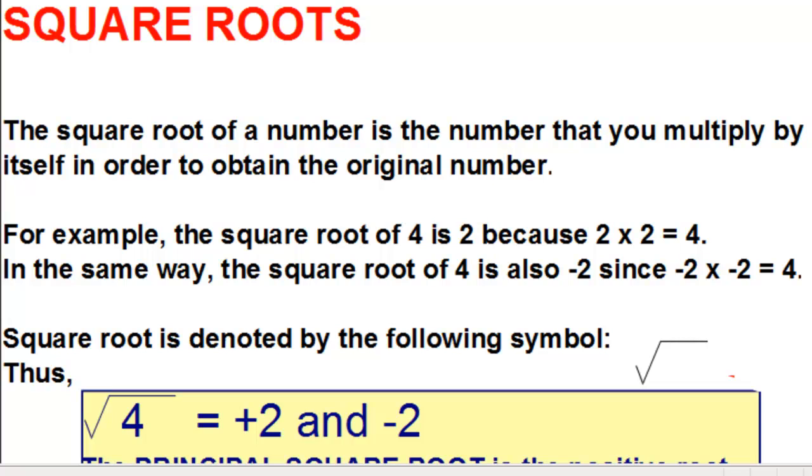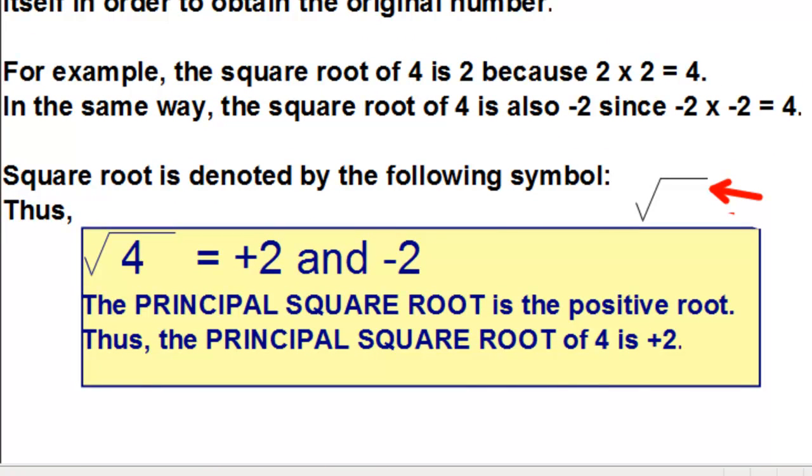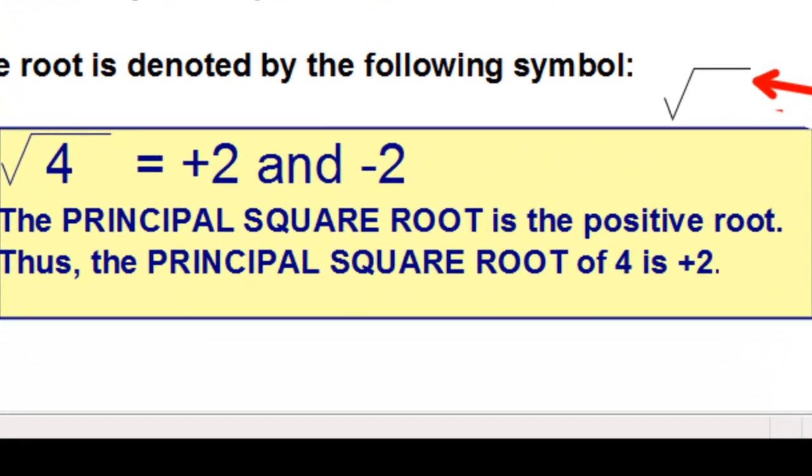Now, we can denote the square root with this notation. And using that, we can get the square root as written in the yellow box there. So the square root of 4 is equal to plus 2 and minus 2. Now, an important term is principal square root. Well, the principal square root is the positive root. So the principal square root of 4 is plus 2.